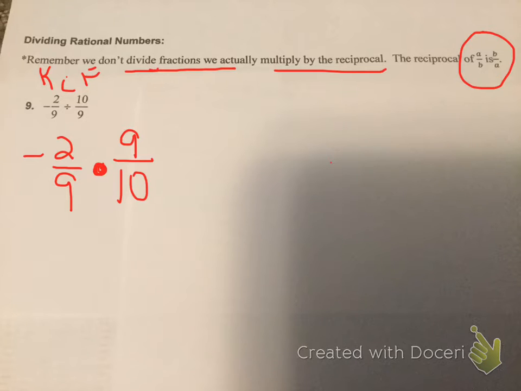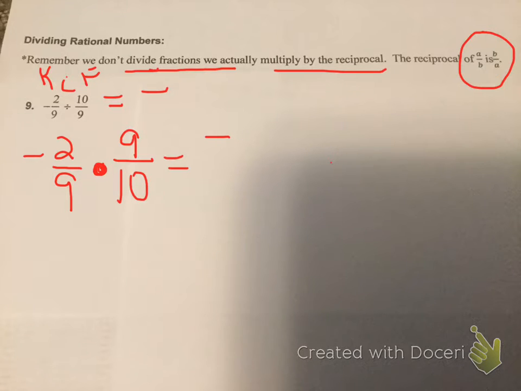Okay, so now on this problem, my positives and negatives stay, okay? So if 10/9 was negative, it would be a negative 9 over 10. Your negative stays, okay? Actually, in the very beginning of the problem, you could determine if your answer is positive or negative. I have one negative, so my answer is going to be negative no matter what, okay?